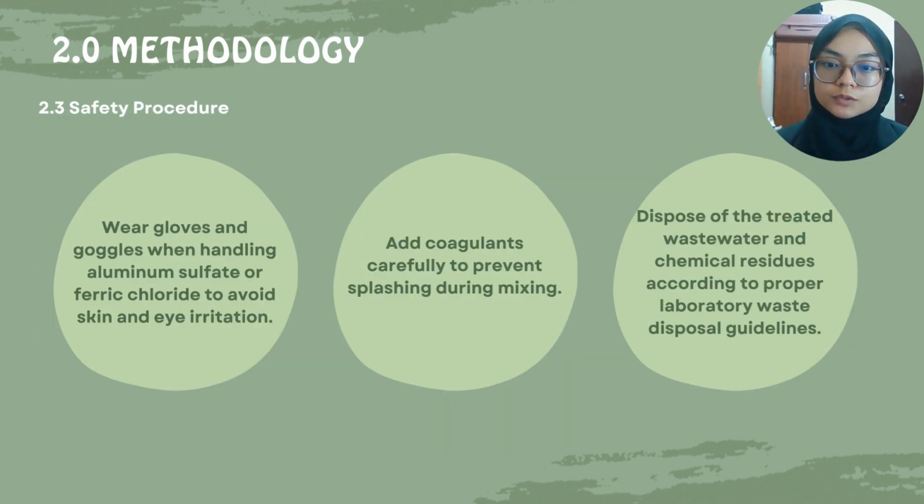For the safety procedures for the experiments, we have three. The first one is to wear gloves and goggles when handling aluminum sulfate and ferric chloride, as this is to avoid skin and eye irritation. The second one is to add the coagulant carefully while mixing, to prevent splashing during the mixing.